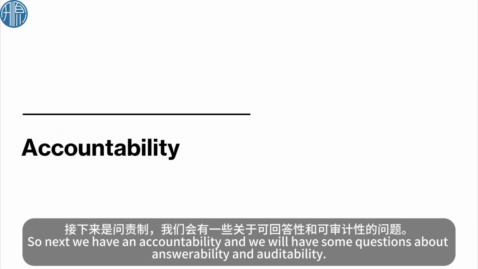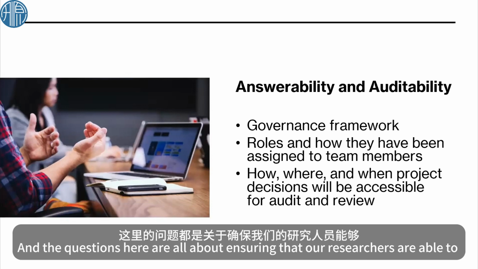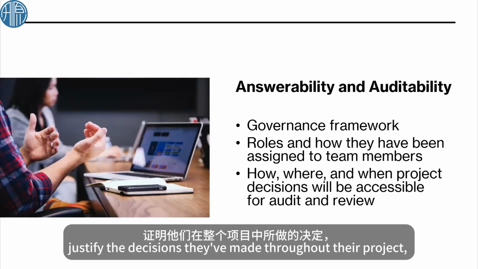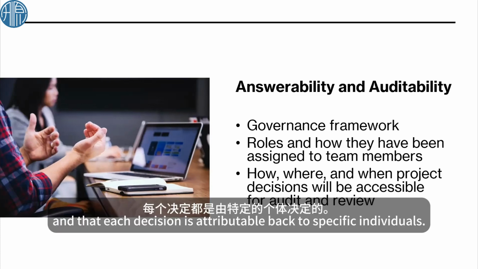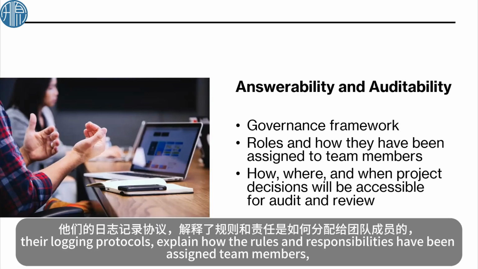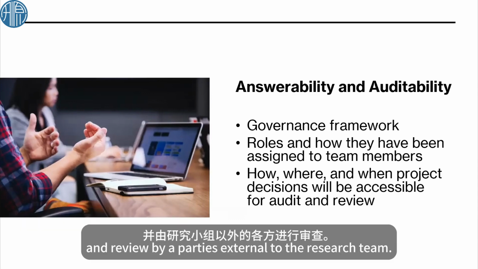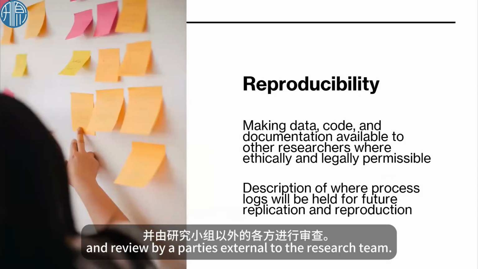So next we have accountability. And we will have some questions about answerability and auditability. And the questions here are all about ensuring that our researchers are able to justify the decisions they've made throughout their project, and that each decision is attributable back to specific individuals. So here the researchers will have an opportunity to explain their governance procedures and their logging protocols, explain how the roles and responsibilities have been assigned to team members, and explain how, where, and when project decisions will be made accessible for audit and review by parties external to the research team.